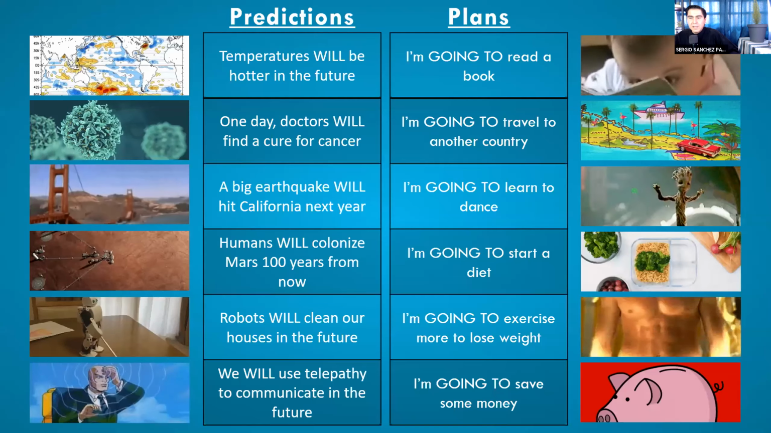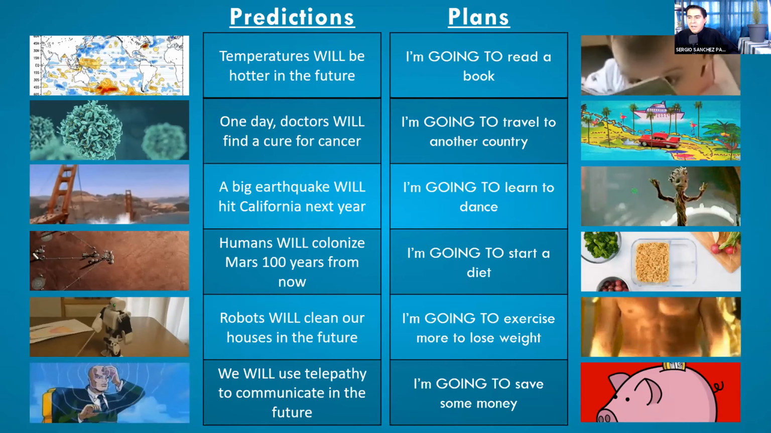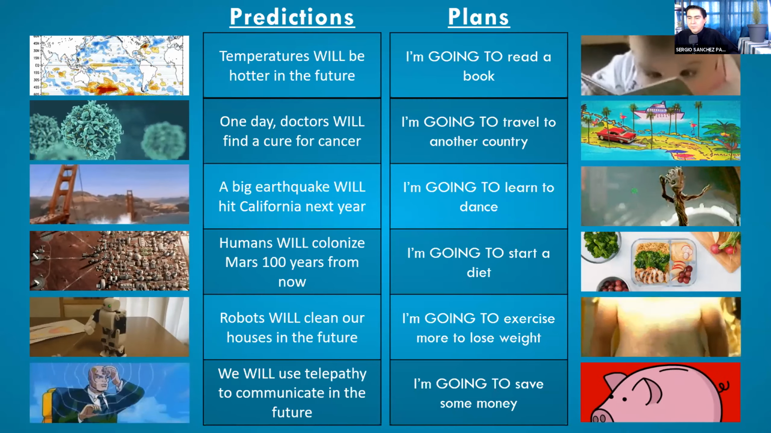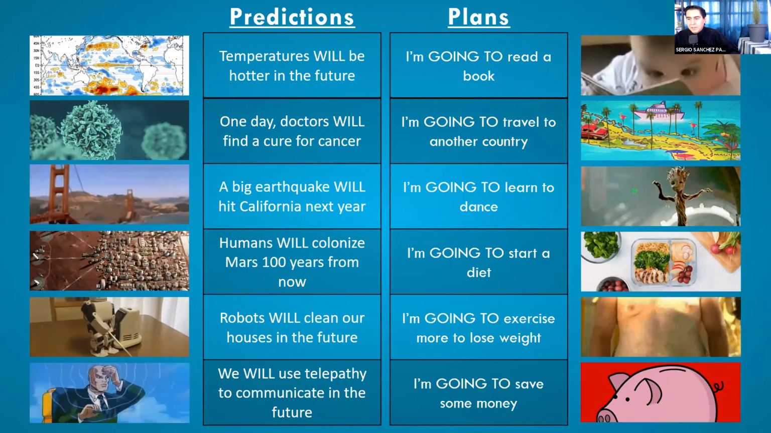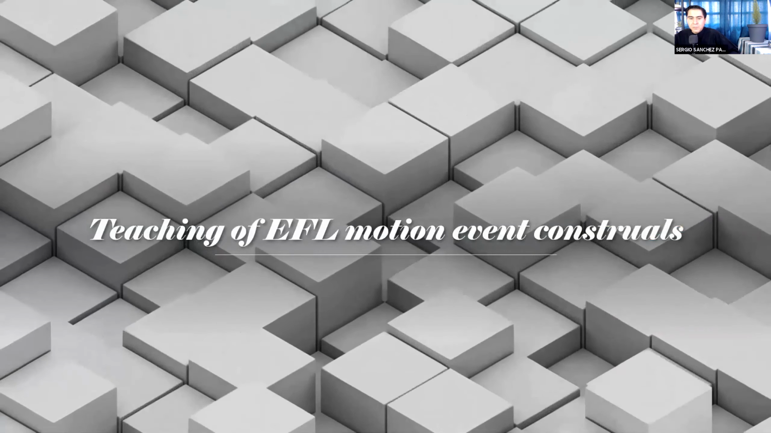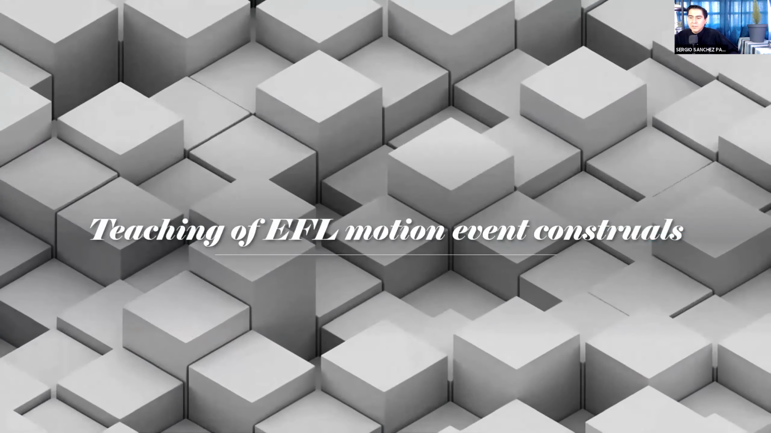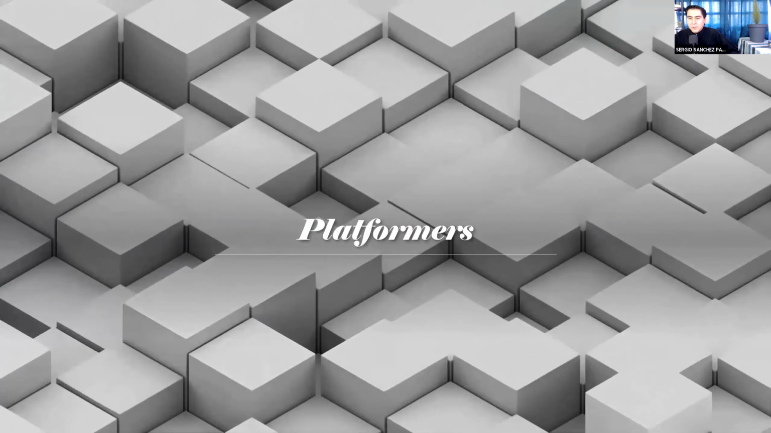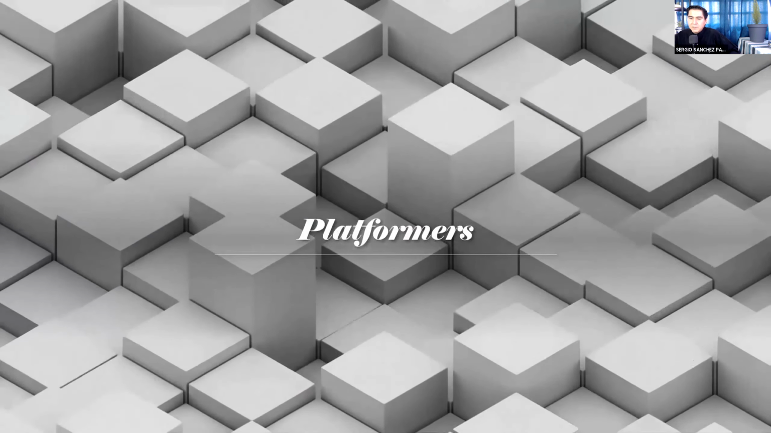I got my stimuli from giphy.com, and as I already said, I'm using this website, ISL Collective. I would like to mention that I have already worked with these types of stimuli in order to develop other grammatical constructions, such as will for prediction and is going to. But right now, the problem is how do we teach EFL motion event construals using these types of stimuli? So I've taken my stimuli from platformers.